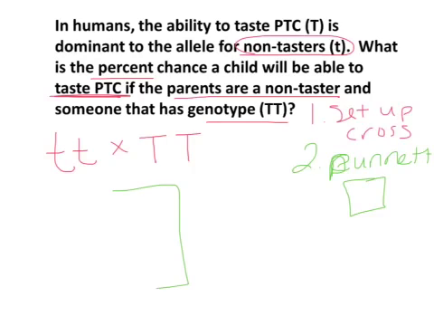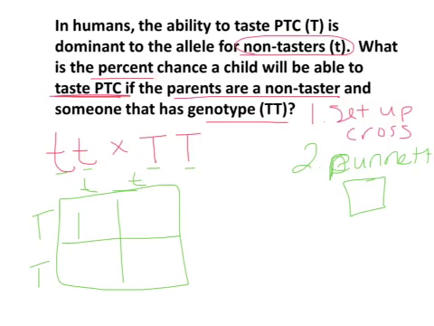Okay, so here's my square. I put my gametes on the side. This parent can only pass on a little t, little t. This parent can pass on a big T, big T. Well, the possibilities here for my children then are big T, little t, big T, little t, big T, little t, big T, little t.